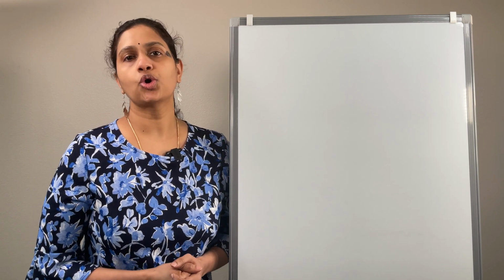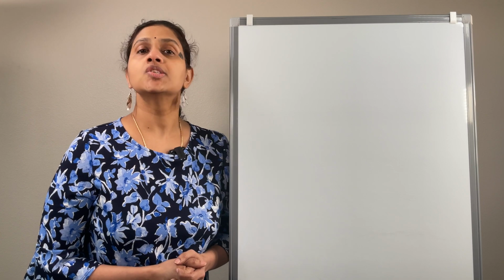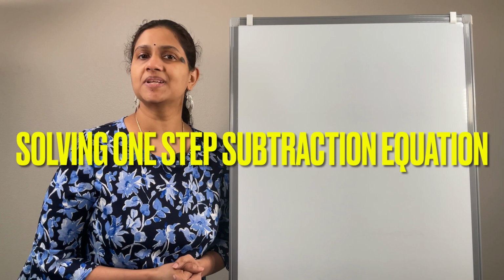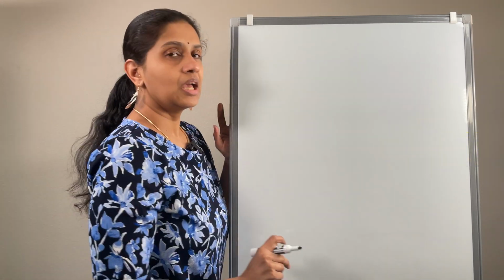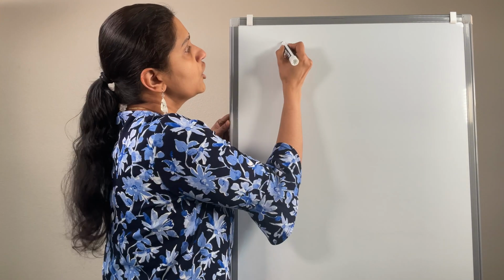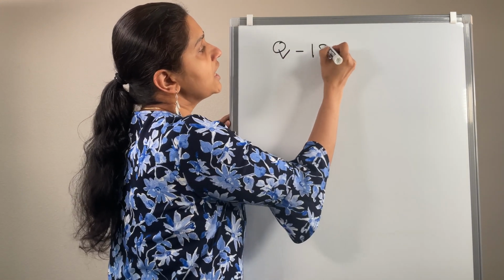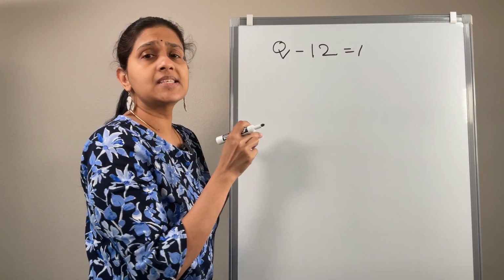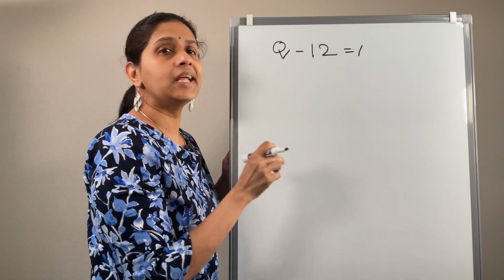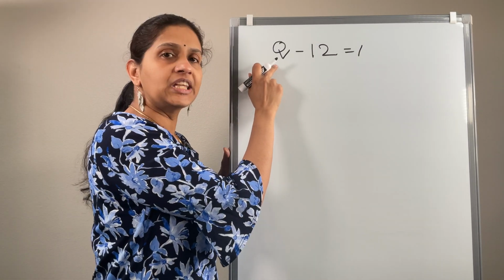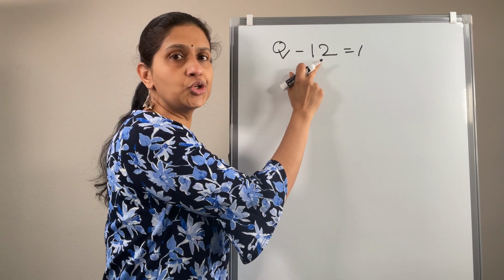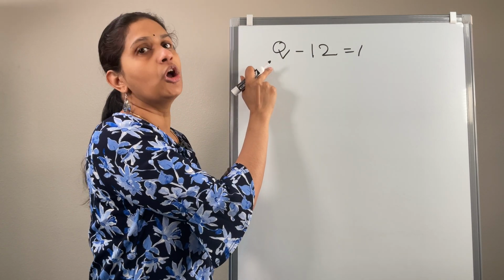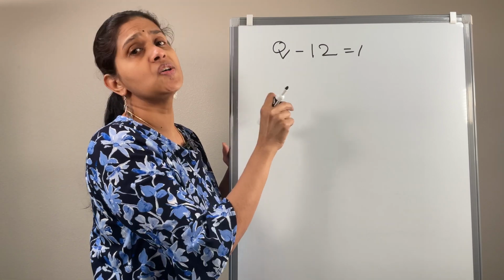In today's video, we are going to discuss solving one-step subtraction equations. Consider the example q minus 12 equal to 1. The first step in this is to isolate the variable q. For that, we have to get rid of negative 12 which is near this variable q. For that, we have to use the inverse operation.